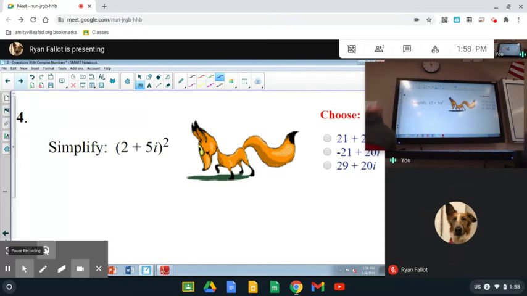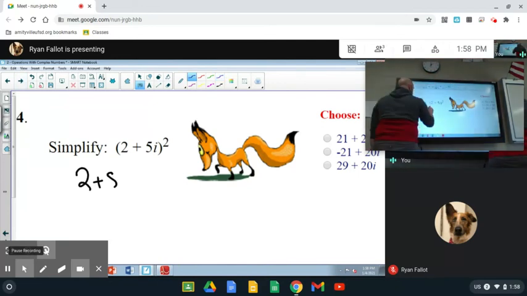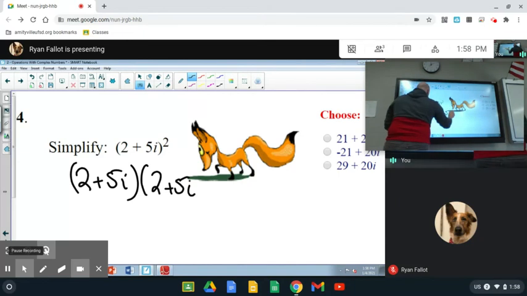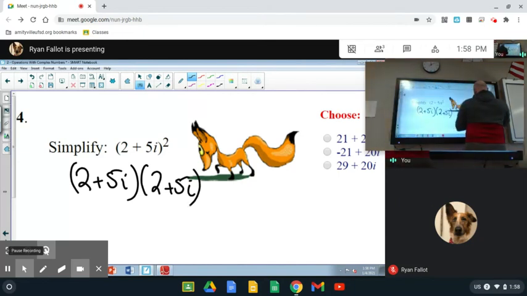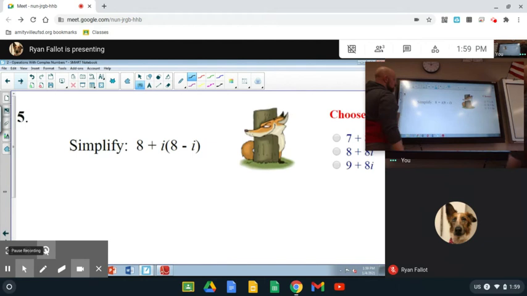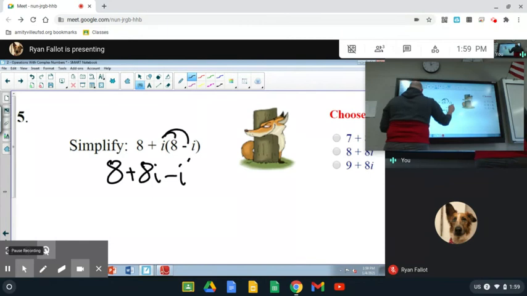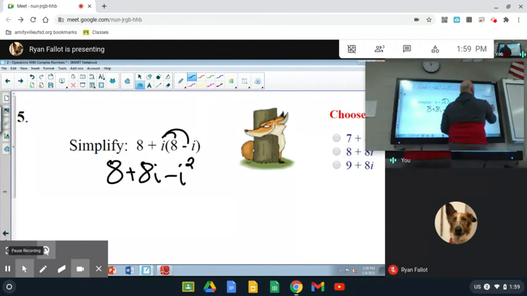All right, so for number 4, it says simplify 2 plus 5i squared. This is just going to be 2 plus 5i times 2 plus 5i. Go ahead and multiply, box it up, and you get negative 21 plus 20i. And for the last one, you just have to distribute this i, 8 plus 8i minus i squared. And when you do that, you get 9 plus 8i.